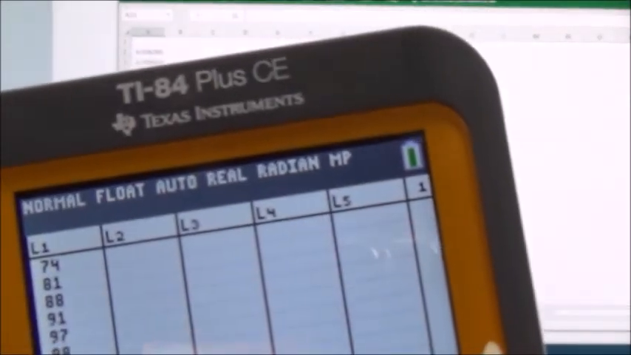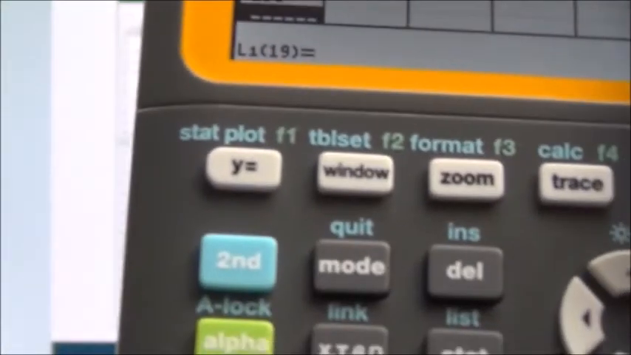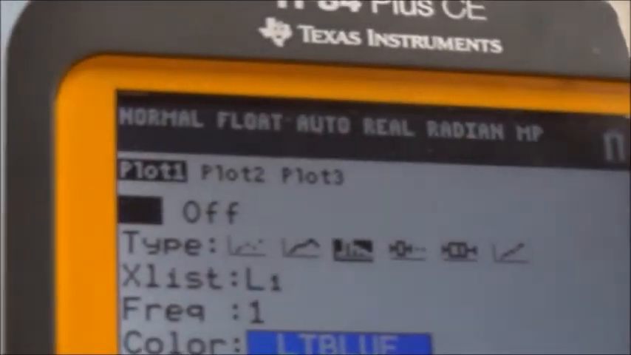And it says to do the stat plot. So we are going to hit the second function and hit the Y equal button to do the stat plot. Second function Y equal. Now I'm going to do number 1, but instead of doing a histogram this time, I am going to do the 6th graph. First of all, I want to make sure my stat plot is on. If it's not, turn it on.